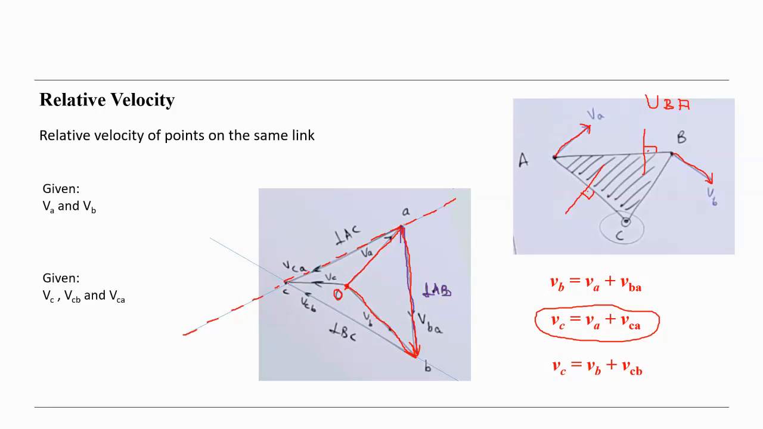Or we don't know the direction of the VC either. We don't know anything about C. But we know the direction of VCB, C about the point B. We know the direction. This is VCB, C about the point B. And it must also be perpendicular to this line.